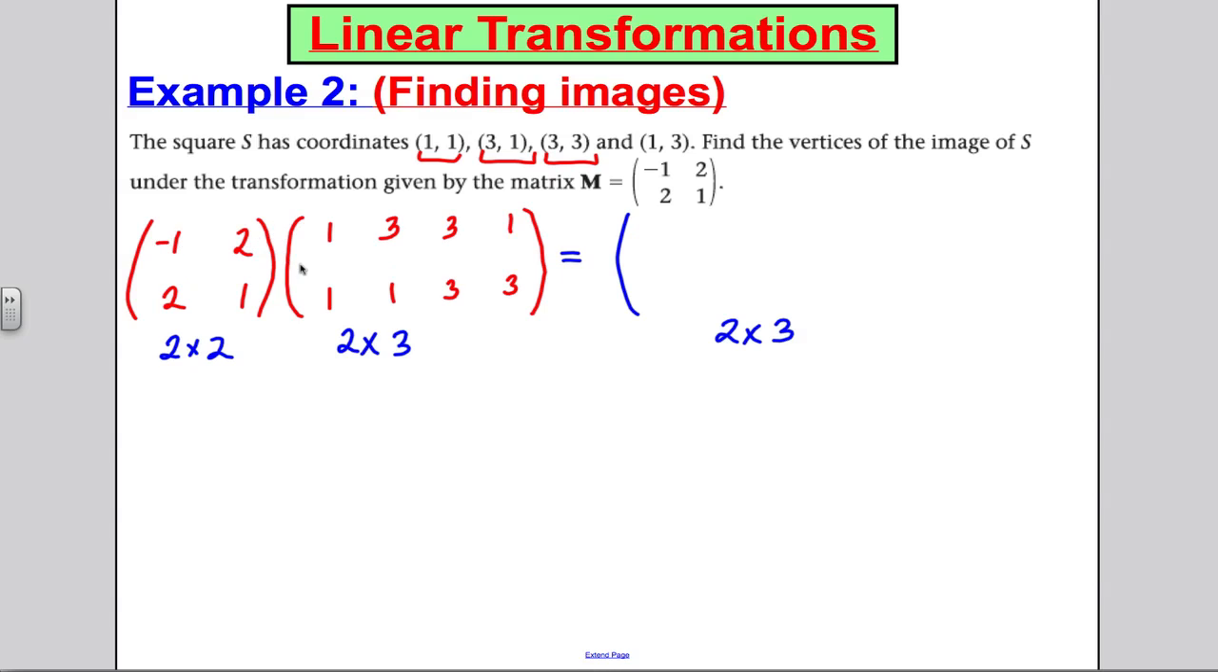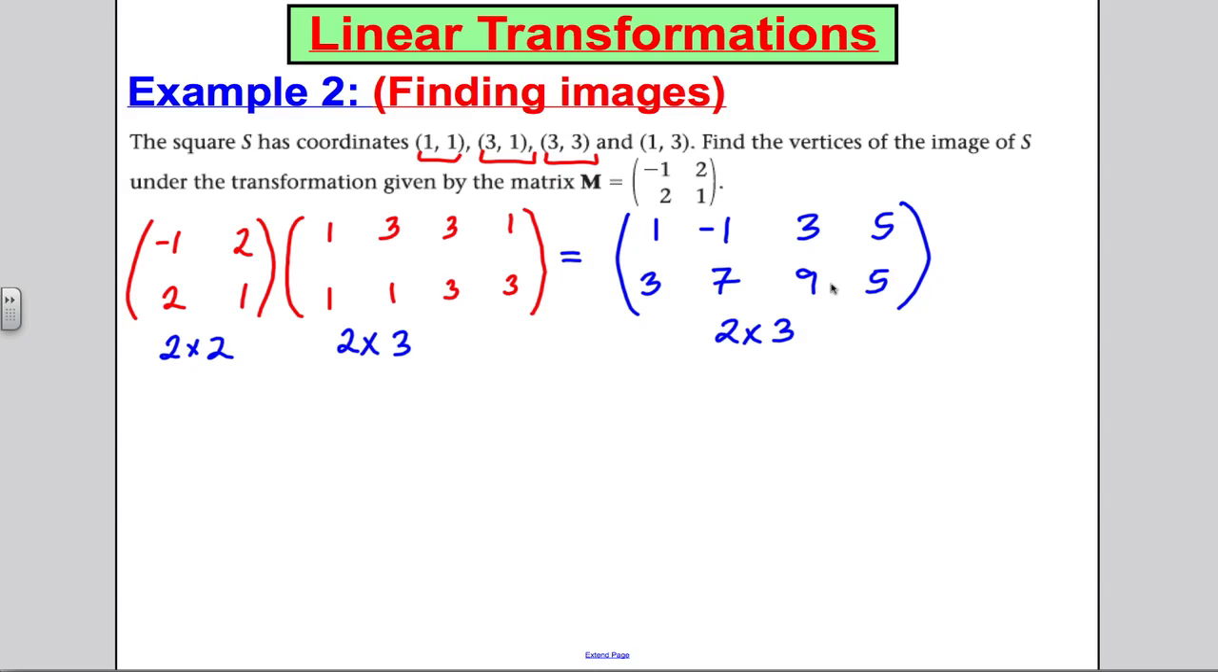-1 add 2 is 1. This times this, -3 add 2 is -1. -3 add 6 is 3. And -1 add 6 is 5. Then do the bottom. 2 add 1 is 3. 6 add 1 is 7. 6 add 3 is 9. And 2 add 3 is 5.